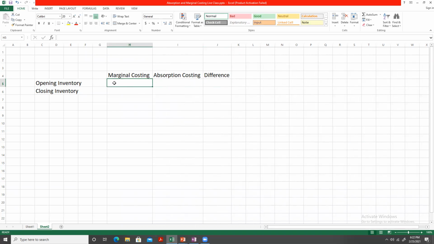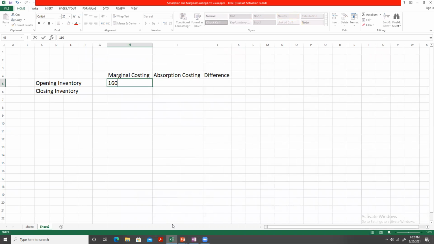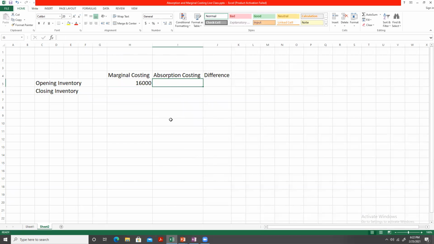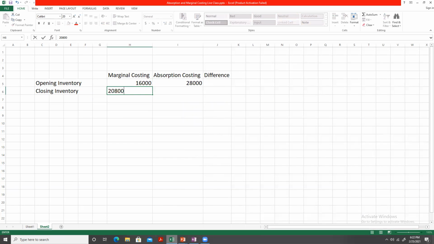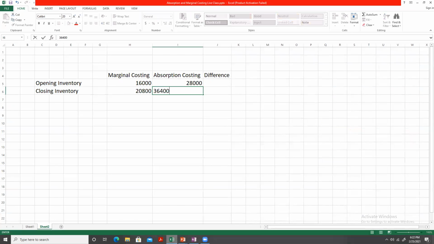Okay, now opening inventory in marginal costing. How much is the opening inventory in marginal costing? The opening inventory reported in marginal costing given in the question is 16,000. In absorption costing, the opening inventory is 28,000. The closing inventory, how much is the closing inventory? Closing inventory in marginal costing is 20,800, but in absorption costing, the closing inventory is 36,400.